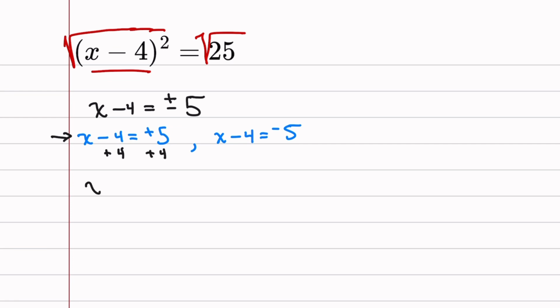and I'm left with x equals 9. And then when I go over here, I'll do the same thing, but this time I have x equals negative 1. And so just like every other problem we've had, we have two solutions again, but this time it's not plus or minus something, it's two completely different numbers.